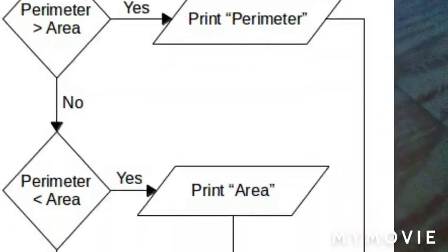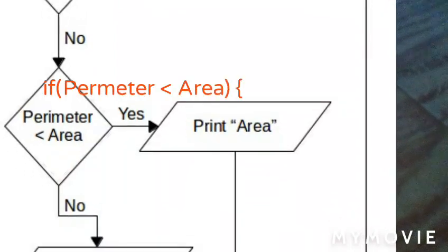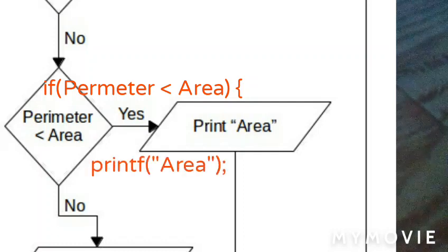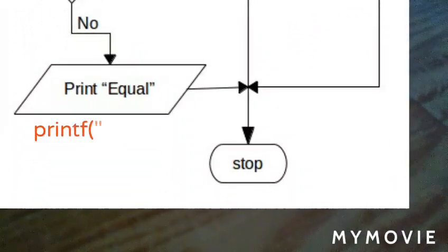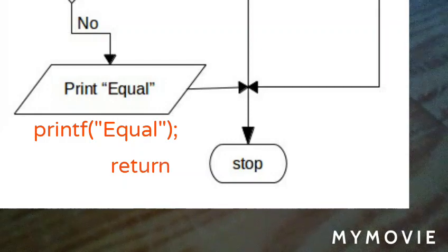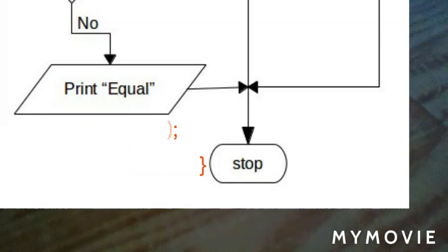If it is a no, then another if statement: if perimeter is less than the area. If this is a yes, then you will print that area is greater. And if it is no, then we are sure that both are equal. So you printf that they are equal, and then the stop is to return 0 and close curly brace. Okay?